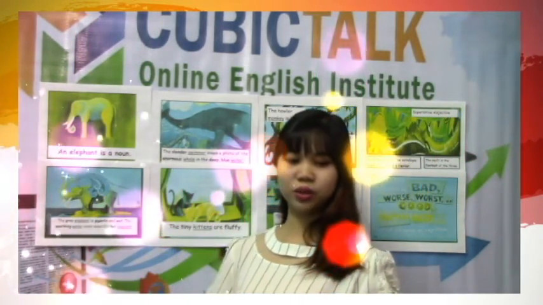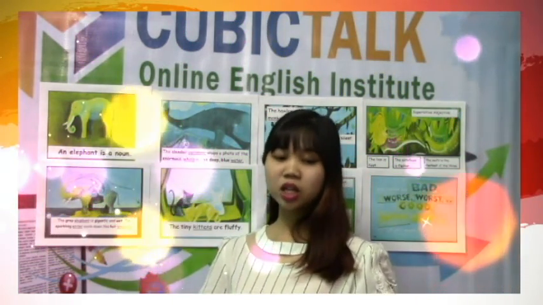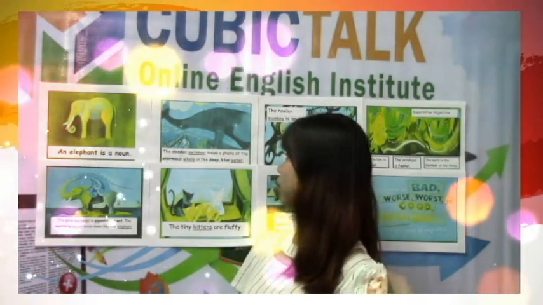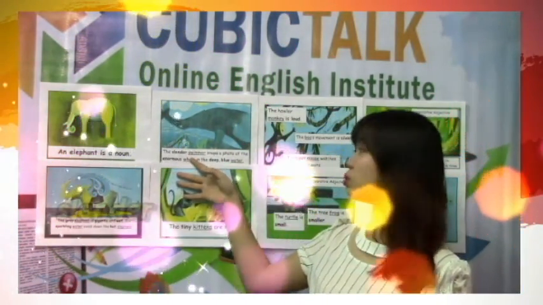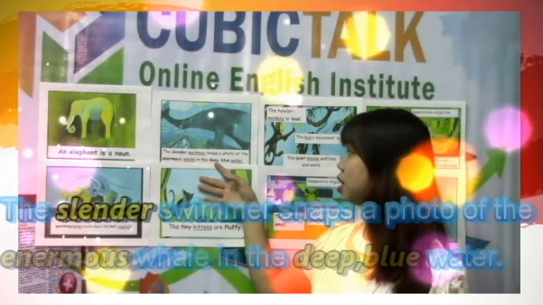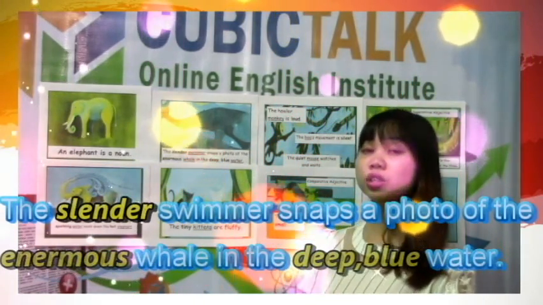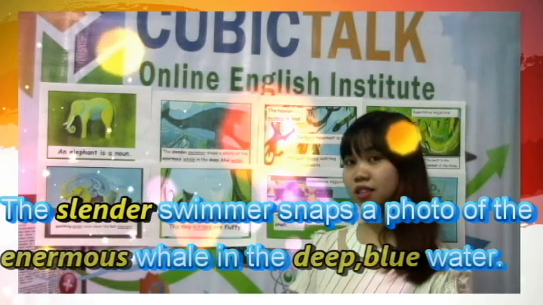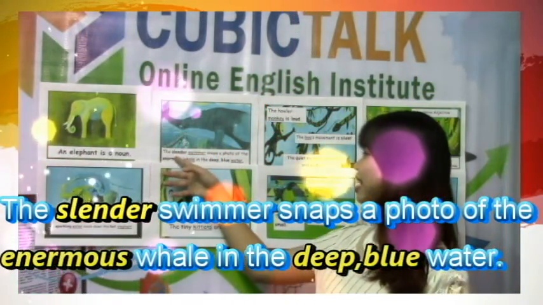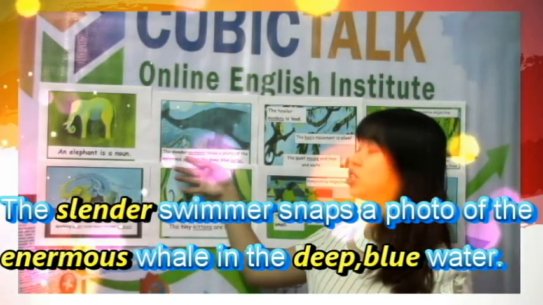There you go. Okay. So by the way, if you were also an adjective, you would tell us how a person, place, or thing looks. For example, the slender swimmer snaps a photo of the enormous whale in the deep blue water. So, in this sentence, will you tell me what are the adjectives in this one? Yes, slender. Slender is an adjective which describes the noun swimmer.